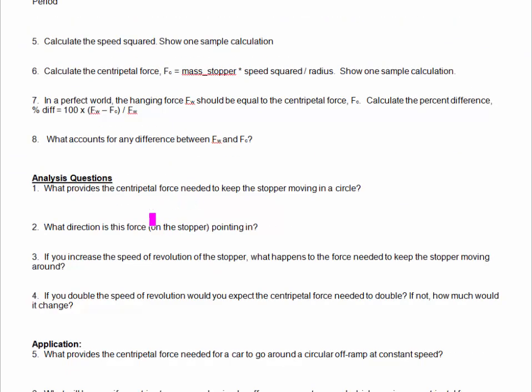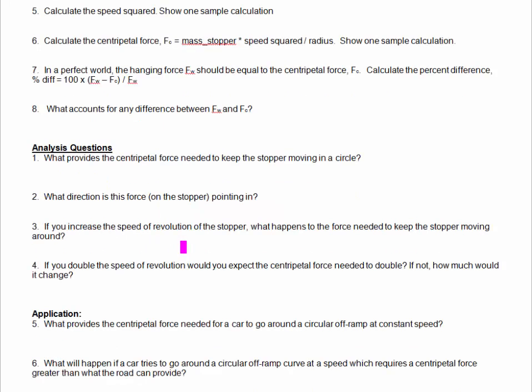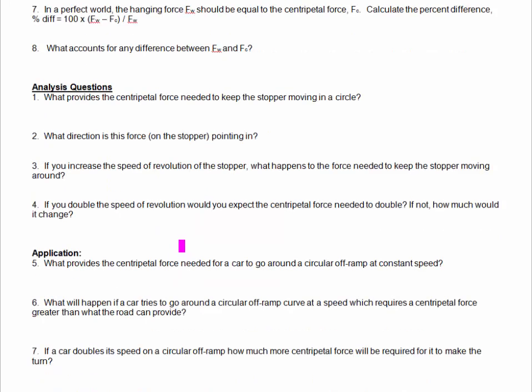Then I just have some questions thinking about centripetal force and the directions, and then let's take a look at a real life application. What makes a car go around in a circle?